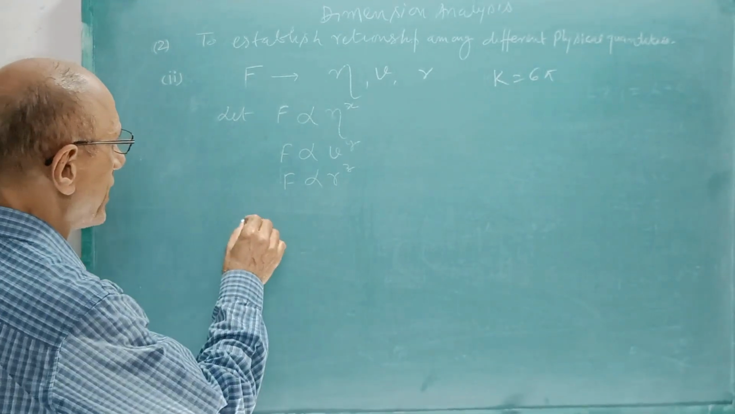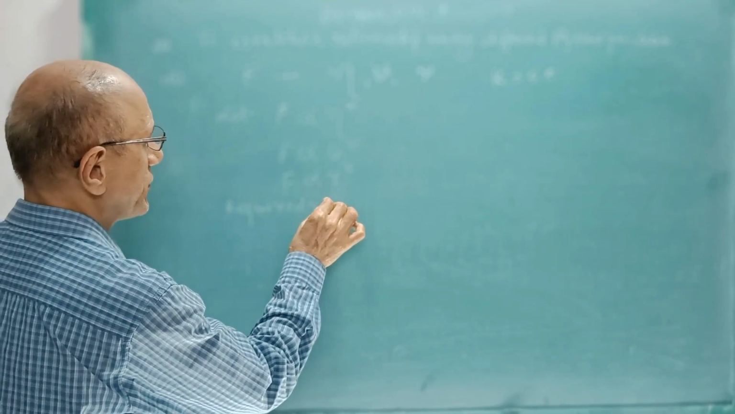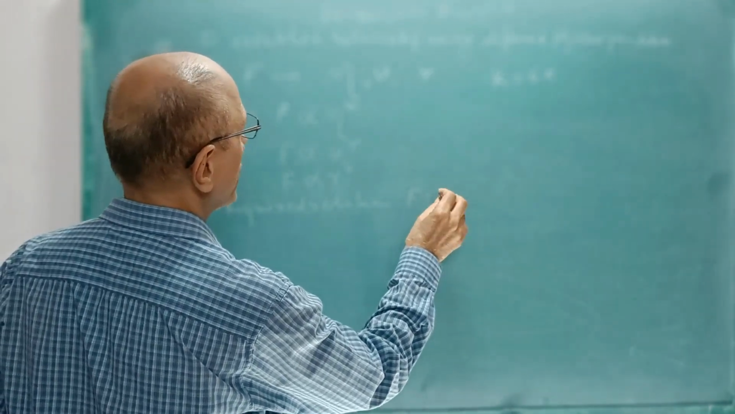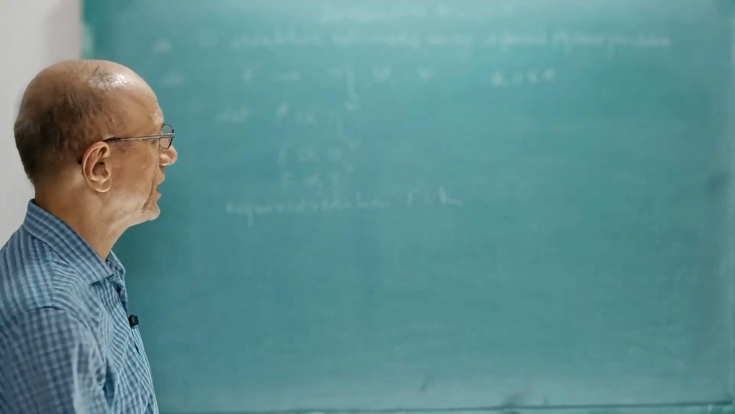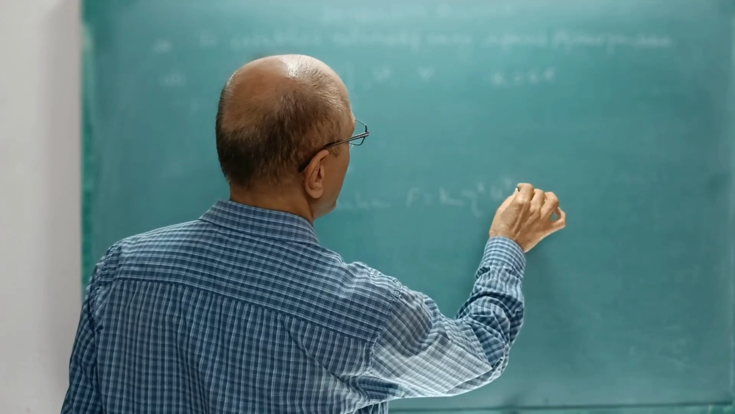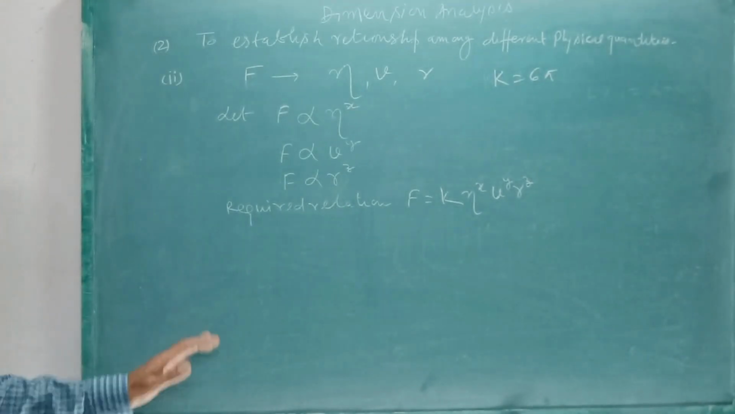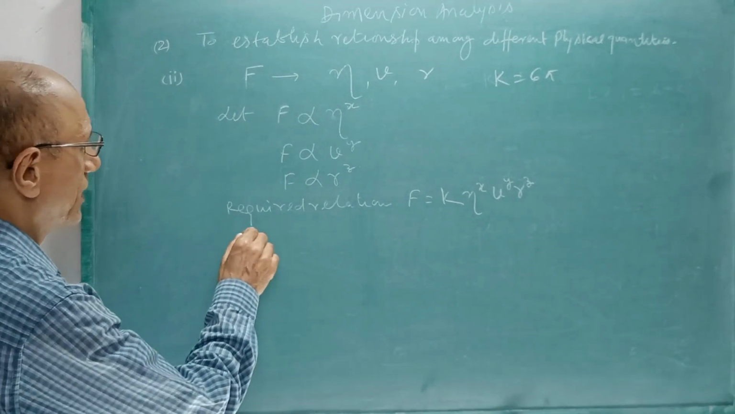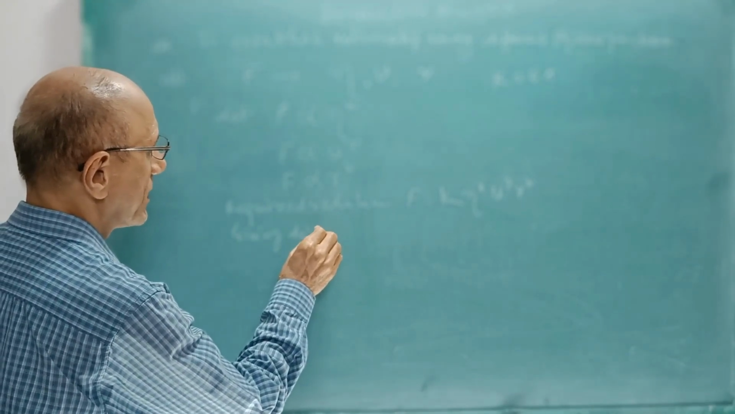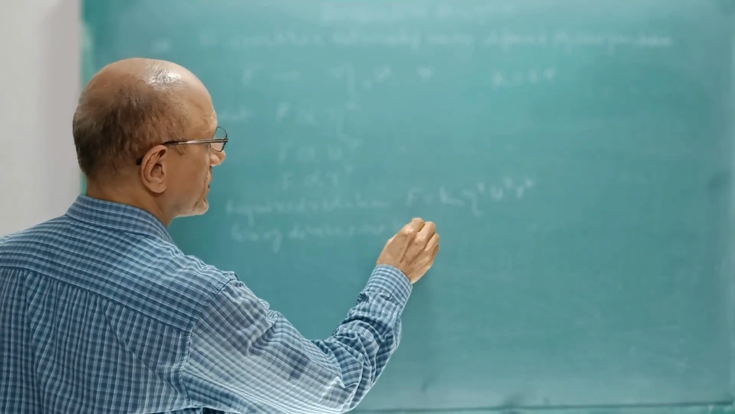Now the required relation will be F equals some proportionality constant K, eta to the power x, v to the power y, and r to the power z. Again the same step we have to follow, giving dimensions both sides.